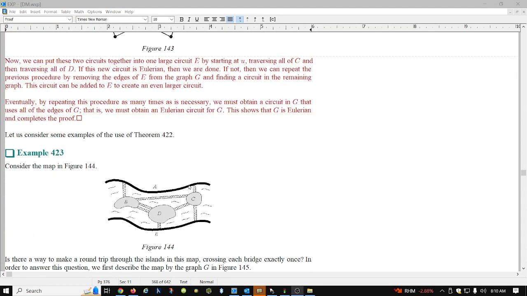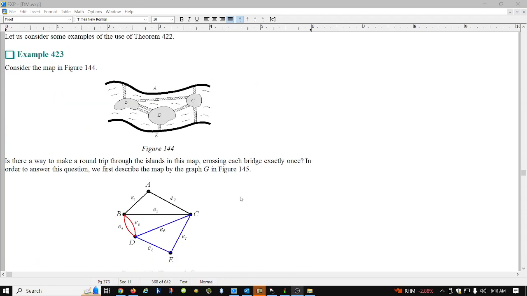Okay, so let's look at a couple of examples. Consider this map here. We've got a river with 3 islands and a bunch of bridges, and we have the 2 shores, A and E. Similar to the Königsberg problem, but a little more complicated. Is there a way to make a round trip through the islands in this map, crossing each bridge exactly once?